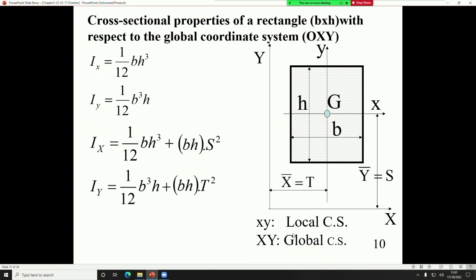Any problem with slide number 10? It's quite straightforward. No difficulty with that. But we're going to apply the law today.